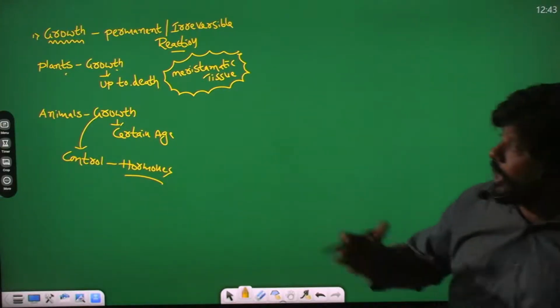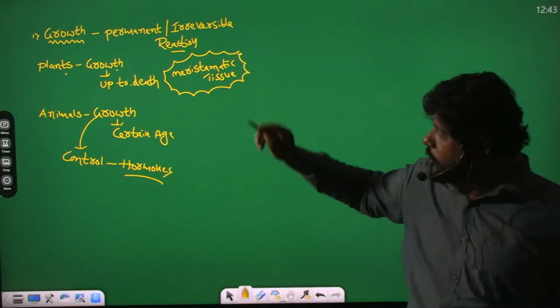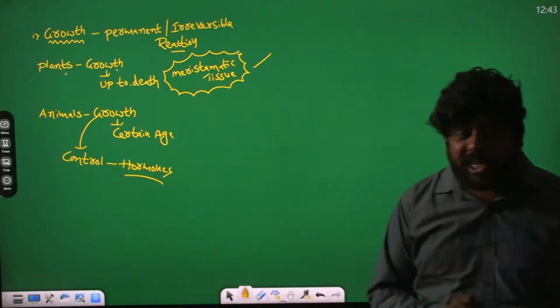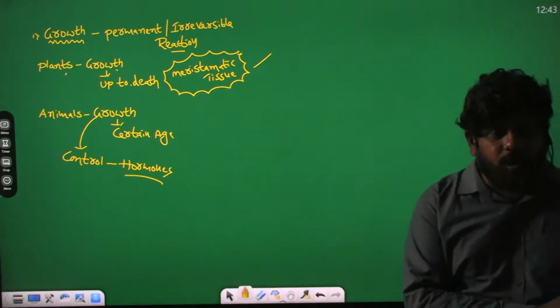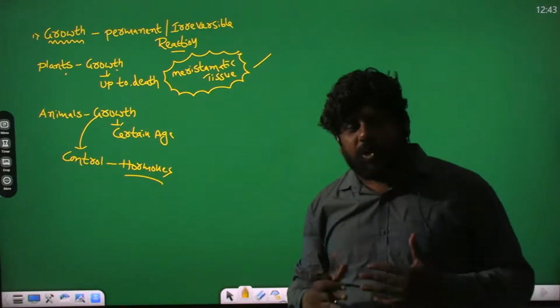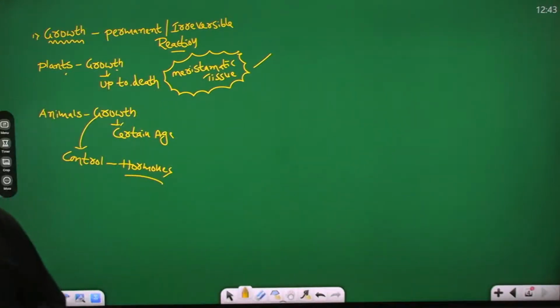What is the reason behind that? In plants, growth occurs up to death because of the presence of meristematic tissue. This is the one reason. Why do animals show growth only up to a certain age? Because it is under the control of hormones. Hormones are produced up to a certain age, that's why growth also occurs up to a certain age. After that there is no growth.